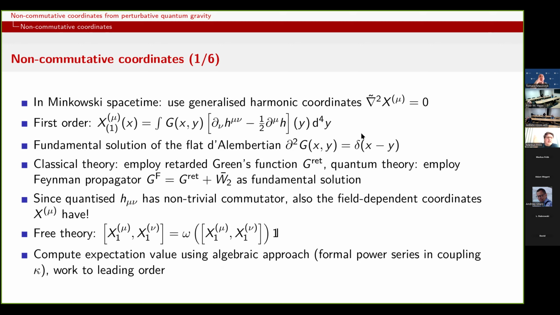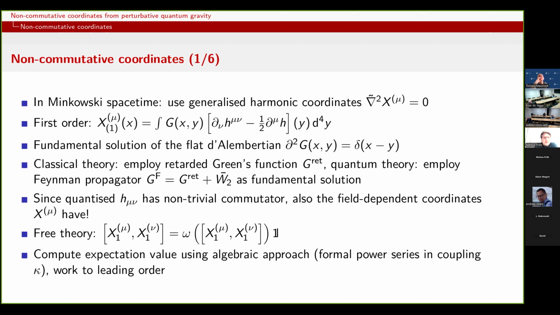And now which one you take depends on the theory. If you're in a classical theory, maybe you like the retarded Green's function. If you're in the quantum theory, what you want is the Feynman propagator. And as I said, the H that enters here in this first order construction, and at all higher orders, has a non-trivial commutator. So the field-dependent coordinates will also have a non-trivial commutator.